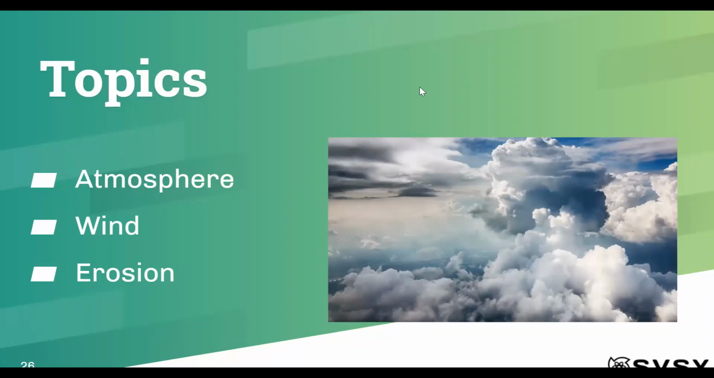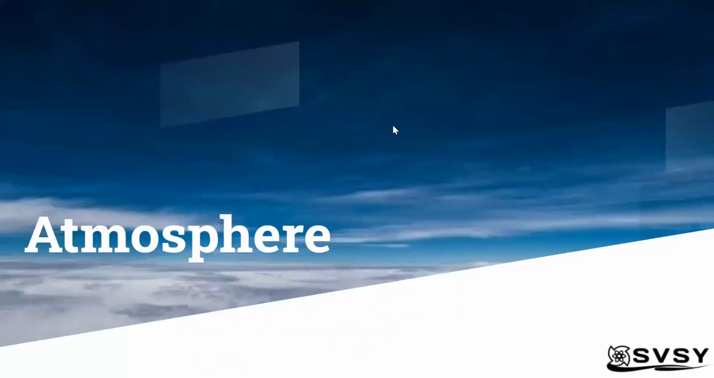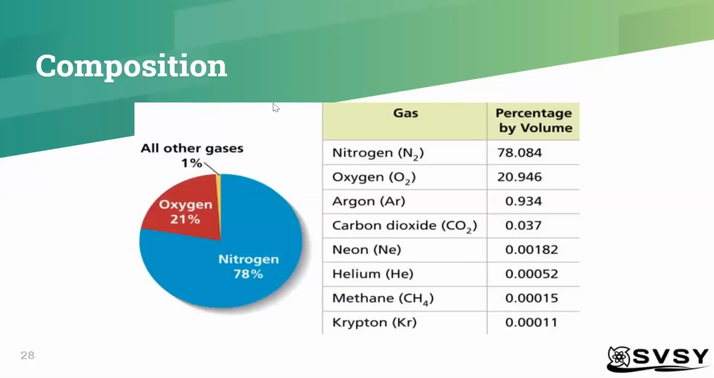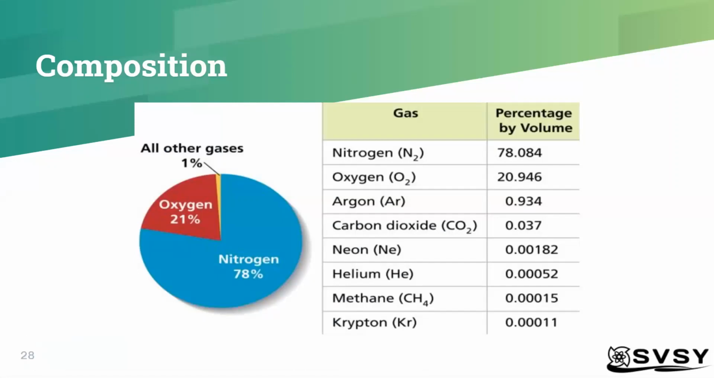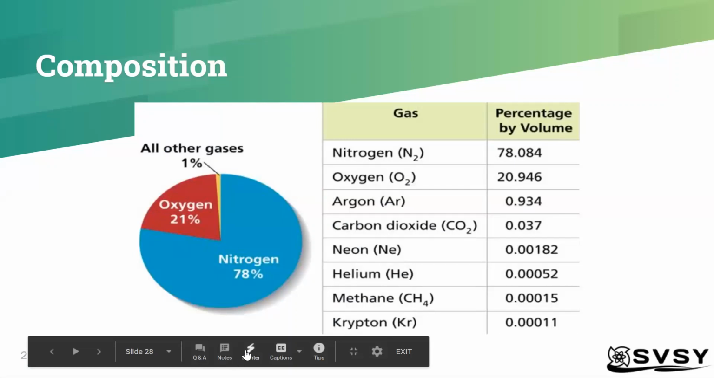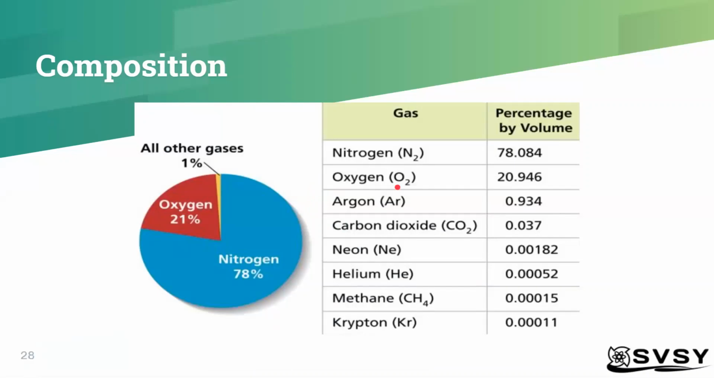So I'll just get on with our first topic of the day, which is the atmosphere. This is a chart of the composition of the atmosphere. As you can see in this pie chart, most of it is nitrogen, followed by oxygen, and everything else is within the last 1%. In this chart, it looks like there's a lot of stuff, but actually everything from here and below is less than 1%.